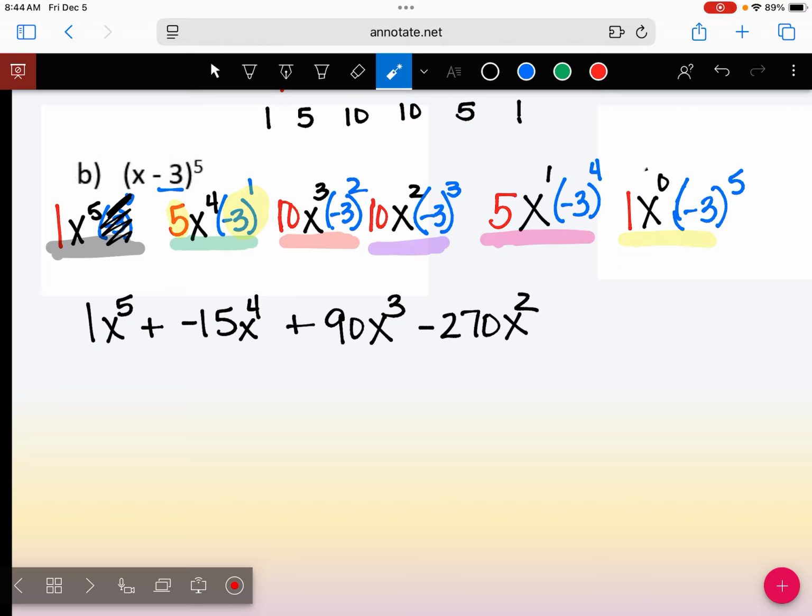So (-3)^4, I think that's 81. 81 times 5, is that 405? So we got positive 405x. And then lastly, negative 3 to the power of 5. I want to say it's negative 243. Is it? Okay. And then this cancels out because that's just x to the 0. Negative 243. So for yours, Mia, was it the same thing but just backwards? Yeah, same thing. That is your answer.